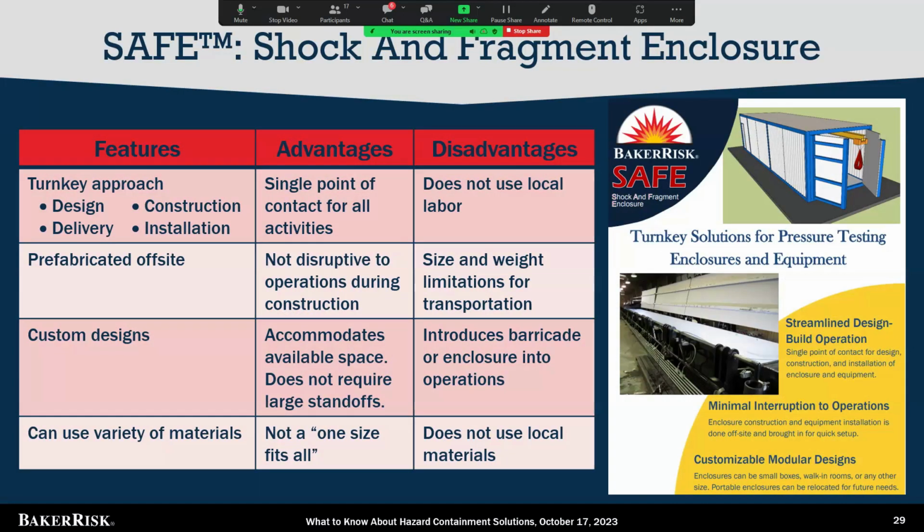And then the last type of mitigation option I'll go through is a SAFE enclosure. SAFE stands for shock and fragment enclosure. This is an offering from BakerRisk that has several different features and advantages shown here. This is essentially a turnkey approach where BakerRisk would design an enclosure, construct it, usually prefabricated off-site, deliver it to site, and perform any final installation. An advantage is it has a single point of contact for all activities, so it removes the burden of project management from the facility, and BakerRisk takes that role.